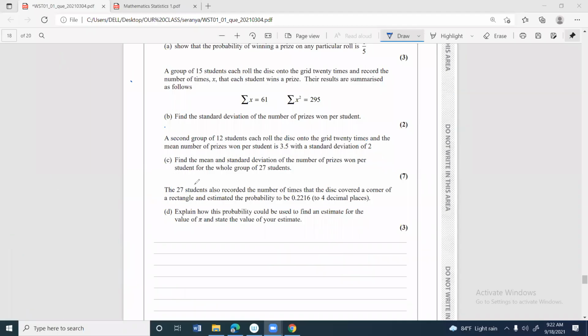The 27 students also recorded the number of times that they discovered the corner of the rectangle and estimated the probability to be this big. Explain how the probability could be used to find the estimate for the value of pi. Just state the value for the estimate. The probability of the center falling at the corner, like this, they already found as 0.2214.